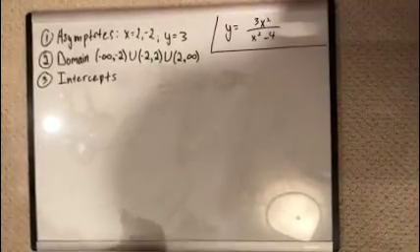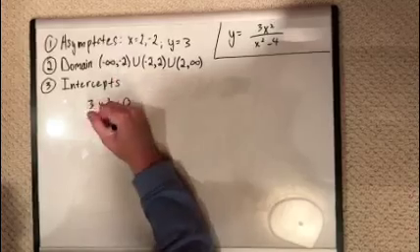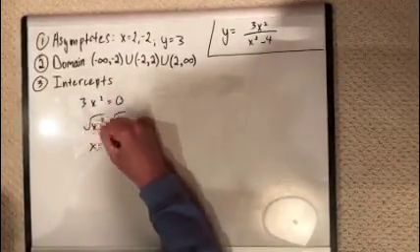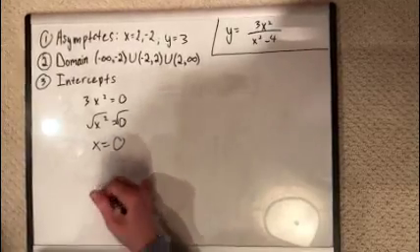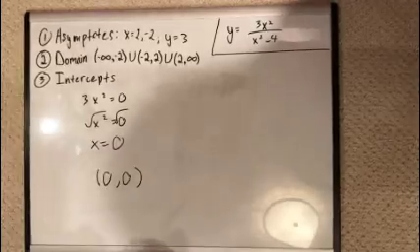Okay, so for the third step, we have to find the intercepts, which we do by setting the top equal to 0. And when we do that, we get x squared equals 0. So we have an x at 0. And when we plug that back into the original equation, we find we get an intercept at 0, 0.